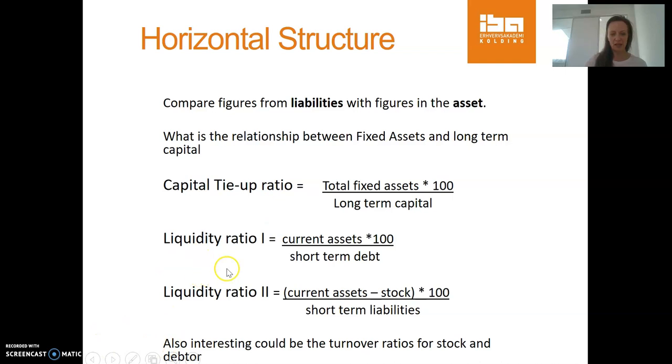We also take a look at the liquidity ratio, the cash to current ratio that you know, and here we take a look at the current assets in relation to the short-term debt down here. And the liquidity ratio 2, or the asset test, where we subtract the stock in this case and take a look at the short-term debt in the denominator. So these different financial ratios that you know from the previous semester, we calculate them and we analyze them just the way that we did in previous semesters.